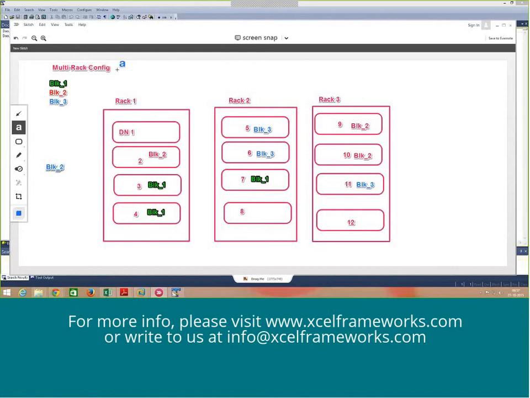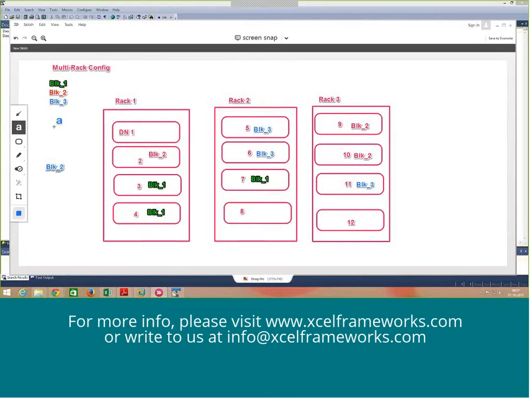Now, the rack awareness algorithm or rack configuration algorithm is such that one block will always be on a server on one rack, and the succeeding replicas will be on a second rack, but on 2 different servers. Okay, so this is how the data will be copied over. Now we may have a question: why not copy this block into a third rack?